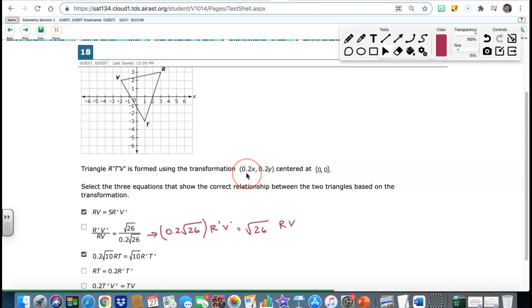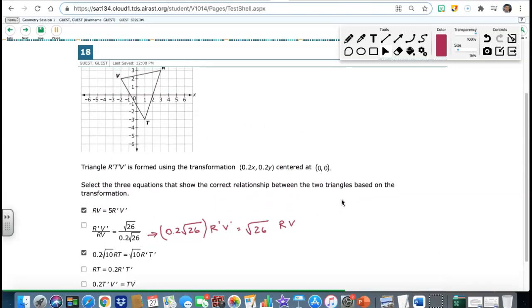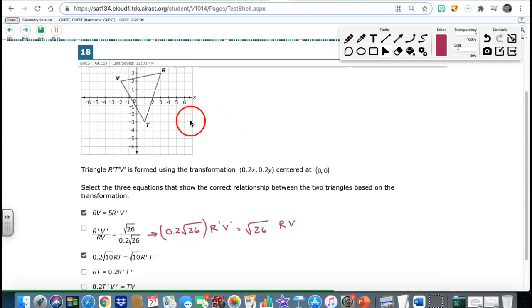Because this is a number less than 1, it's a reduction, meaning the new triangle is going to be a little triangle. And this dilation is centered at the origin, 0, 0. Select the three equations that show the correct relationship between the two triangles based on the transformation. All right, I got the answers. Let me explain that.